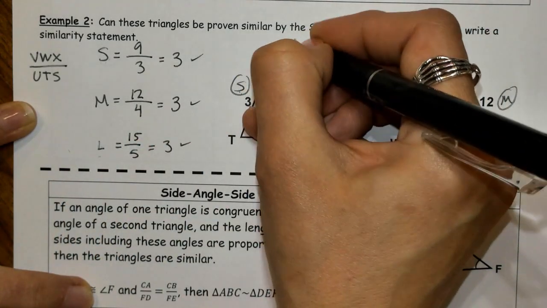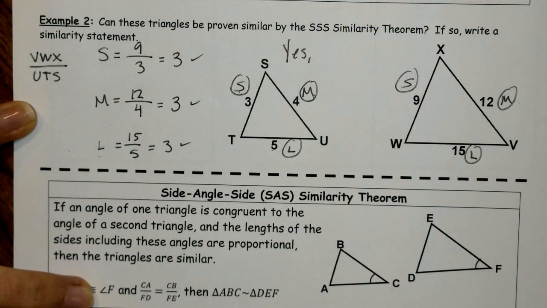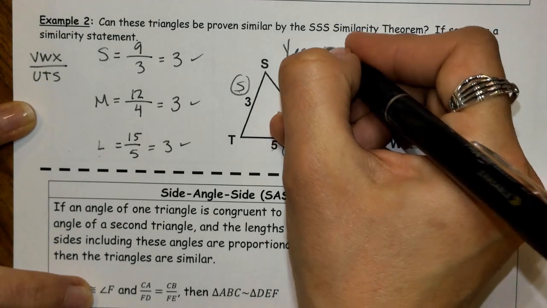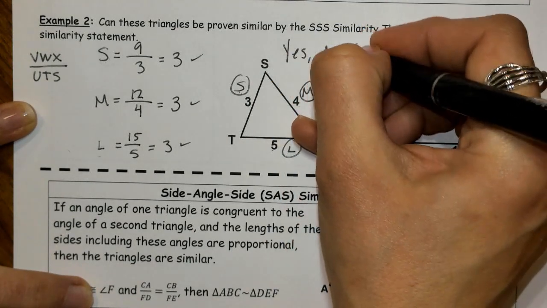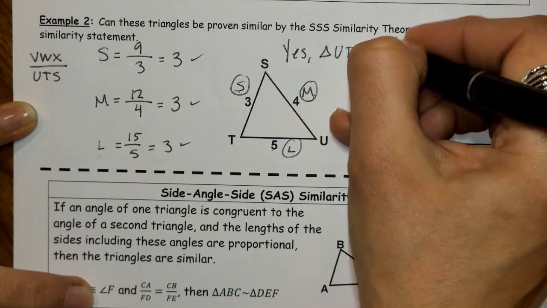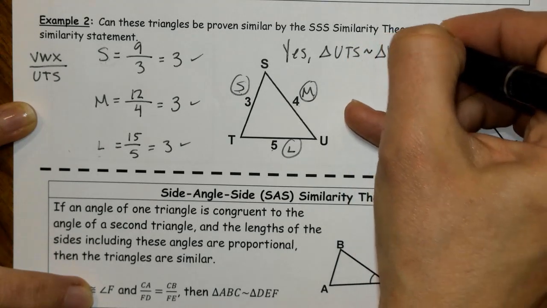So because all 3 corresponding sides have the same ratio or scale factor, we can conclude, yes, triangle UTS is similar to triangle VWX.